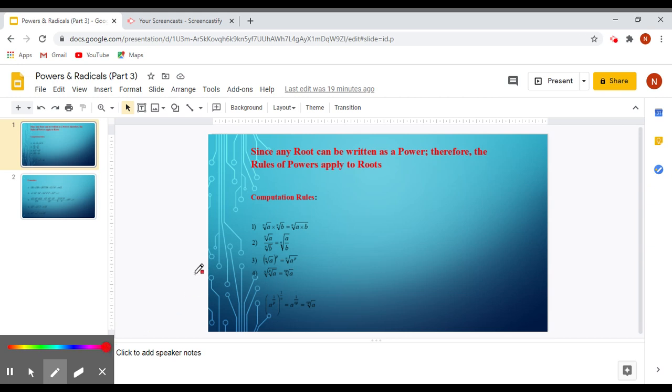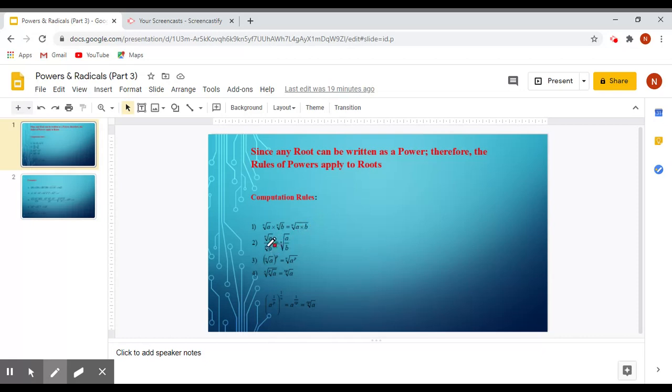Now we're gonna continue with the nth root. So since any root can be written as a power, therefore the rules of powers apply to roots. Now in square roots, if we have a number under a square root times a number under a square root, we make one big root and we multiply the numbers together. So the same applies for the nth root of a times the nth root of b. We put one big nth root and we put a times b over it.